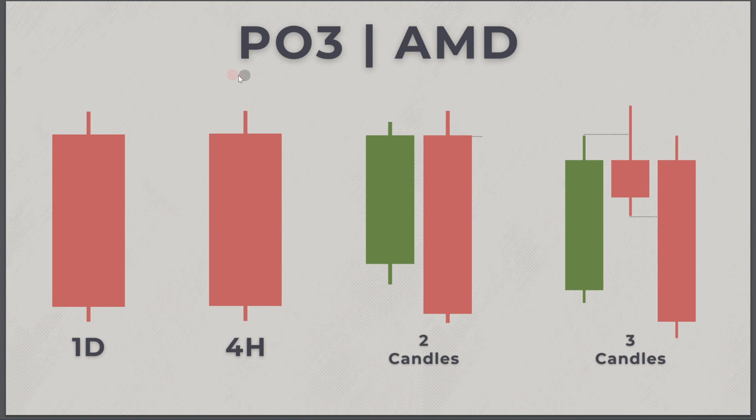So you see, we could look at power of 3 in one candle. For example, looking at the daily candle, this is a bearish candle, right? A red candle, it means that it opened here and closed here because it's bearish.